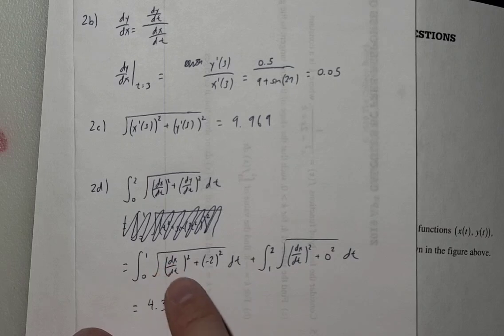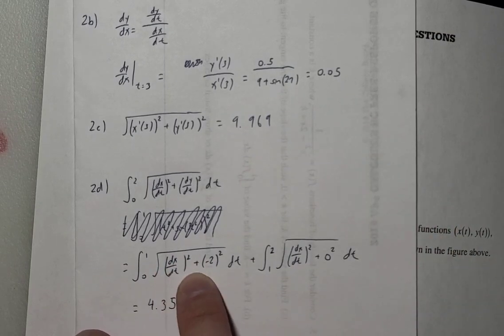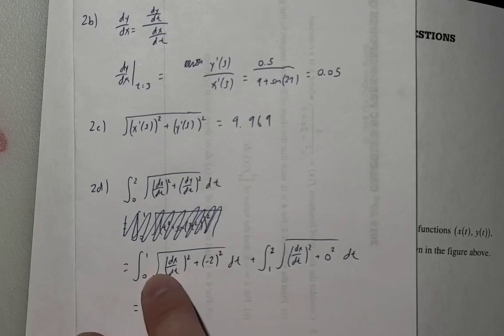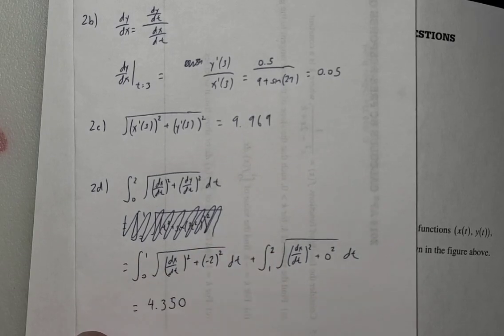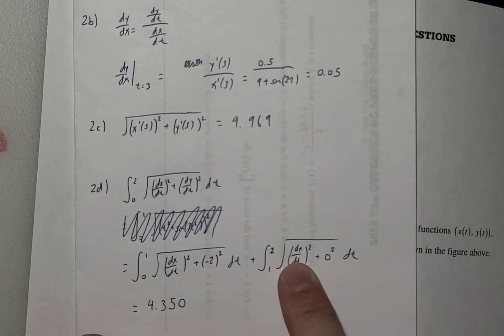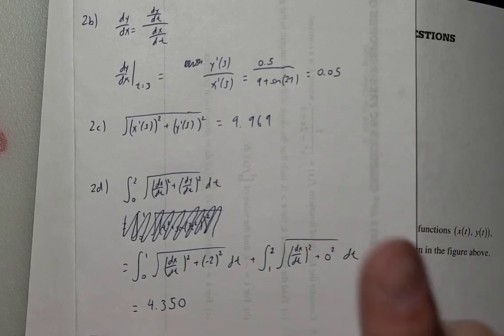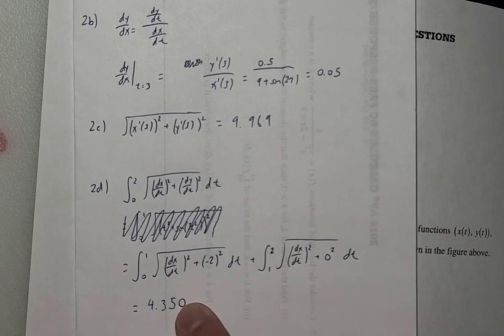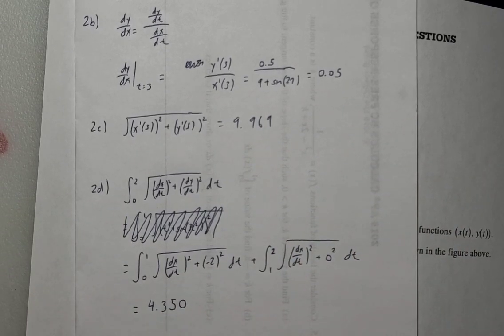So plug this into your calculator. fnInt of the square root of dx/dt squared, which you should store as an equation probably, plus 4 under the square root, by the way, comma x, comma 0, comma 1. Close the parentheses, plus fnInt of the square root of dx/dt squared, close the parentheses as you need to, comma x, comma 1, comma 2. And then you should get 4.35.